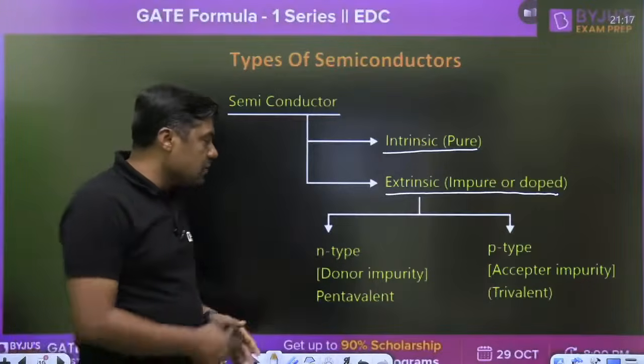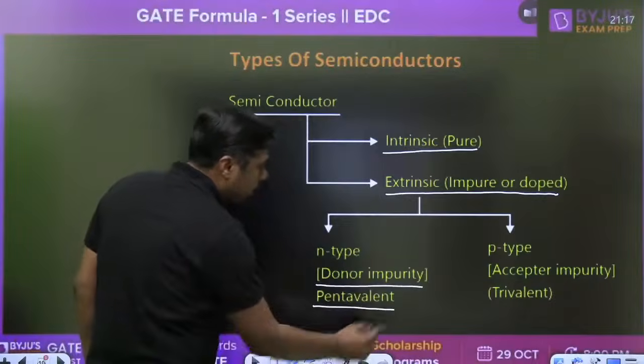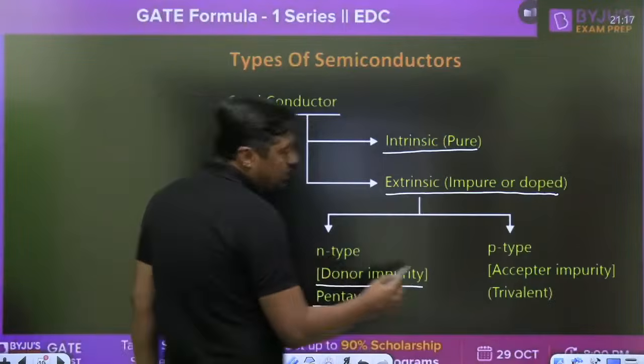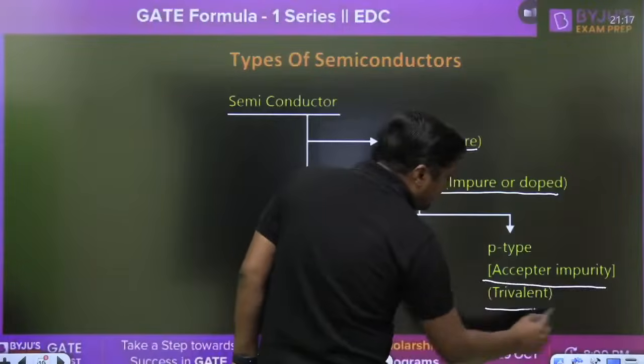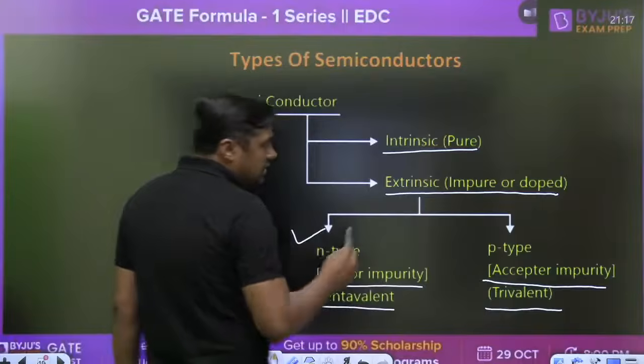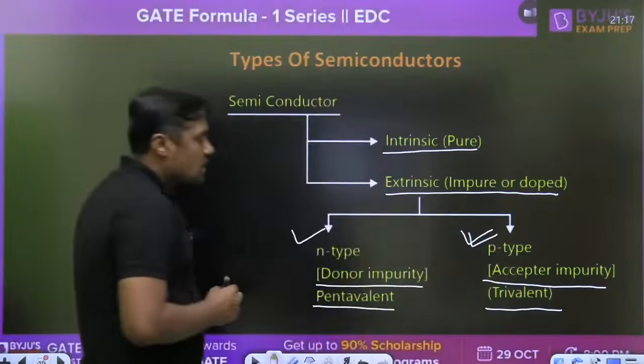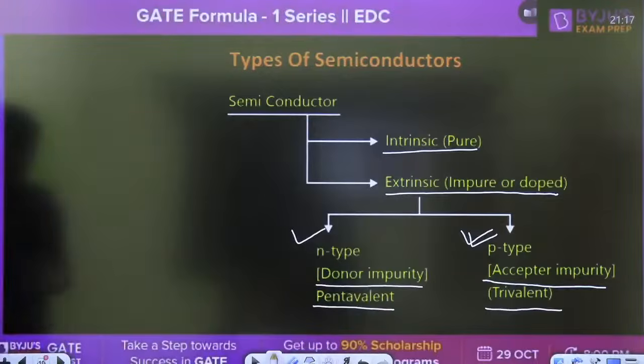So there are two types of impurity. One is called donor impurity, that is pentavalent, and one is called acceptor impurity, that is trivalent. Here n-type material, this is n-type semiconductor and this is what? p-type semiconductor.